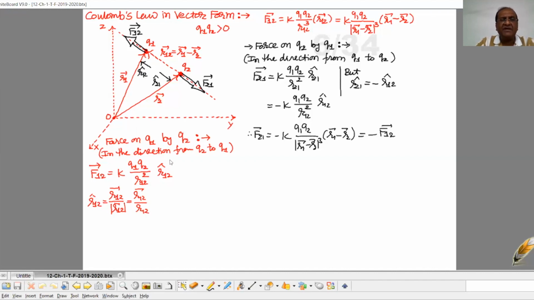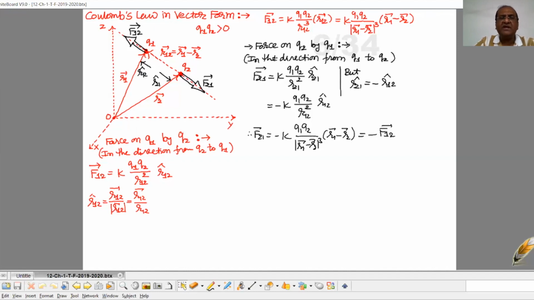Now if this unit vector is replaced by vector r12 upon r12, then in the denominator we can write r12 into r12 square, that is r12 cube. This is the magnitude of r1 minus r2, and this vector r12 is vector r1 minus r2. So simply we can write the force on 1 by 2 as k q1 q2 upon magnitude of r1 minus r2 cube into vector r1 minus r2. This is the vector form.